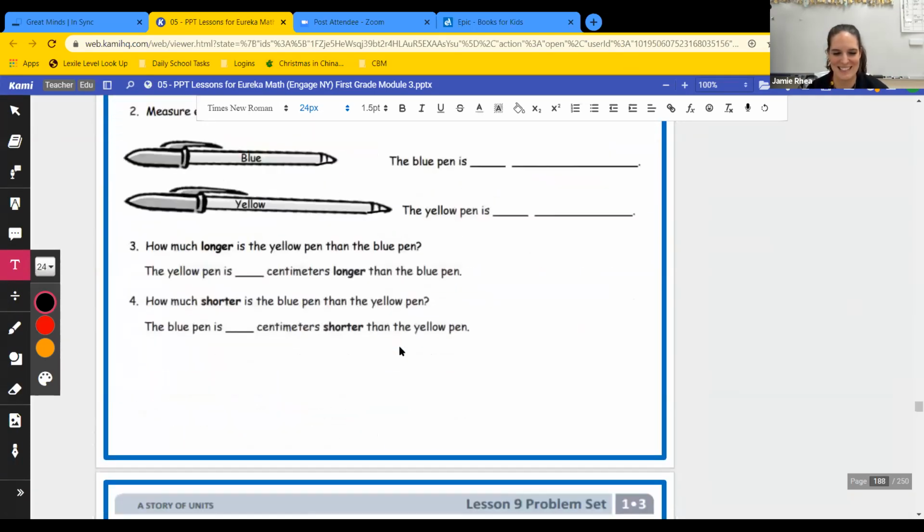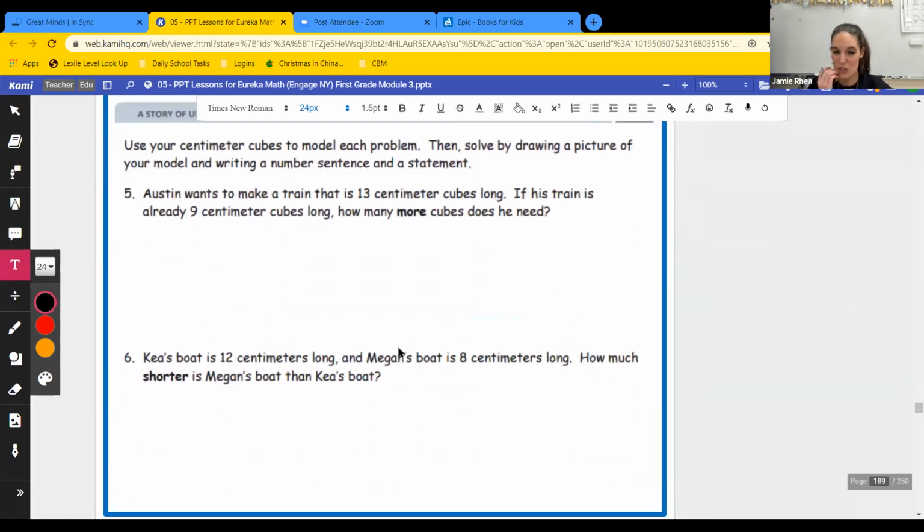Let's look at 5 and 6. All right, use your centimeter cubes to model each problem. Then solve by drawing a picture of your model and writing a number sentence and a statement. So I need to see a number sentence and a statement. I understand your drawings might be a little hard, okay? But that's where your paper will come in handy. Turn it sideways. These are centimeters. Each line is a centimeter, okay? Turn it sideways to draw your squares that way.